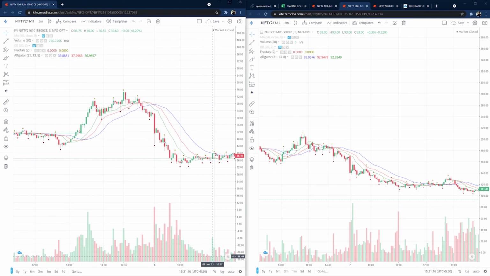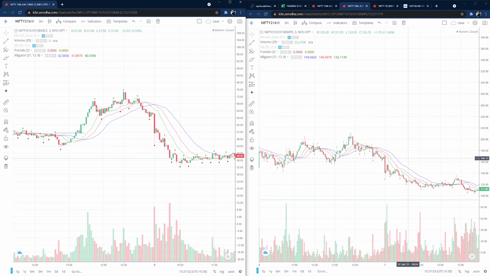Once you find the opening price of the spot, find the at the money call option and put option. Open both the graphs. On the left side you see the call option and on the right side the put option. In this strategy you will only look for buying opportunities.